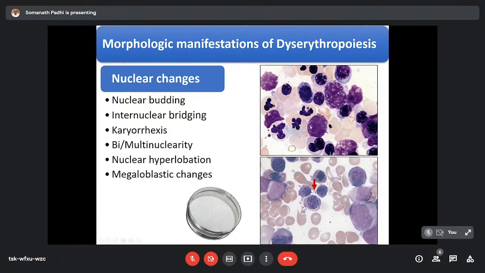But in the bone marrow, in this particular case, this is typically known as nuclear budding. That is very bizarre appearing. Multiple buds are coming from this nucleus. This is nuclear budding, and presence of megaloblast-like nuclear changes, where the nuclear chromatin appears megaloblast-like. There is presence of binucleated forms, and when these binucleated forms are joined by very thin chromatin streaks, this is known as internuclear chromatin bridging. There is cytoplasmic fraying, nuclear hyperlobulation, bi- and multinuclearity, increased nuclear membrane irregularity, presence of karyorrhexis, and all these features point to the nuclear features of dyserythropoiesis.